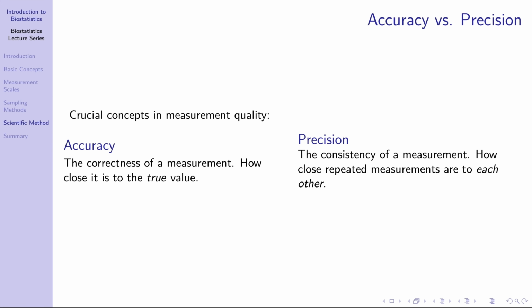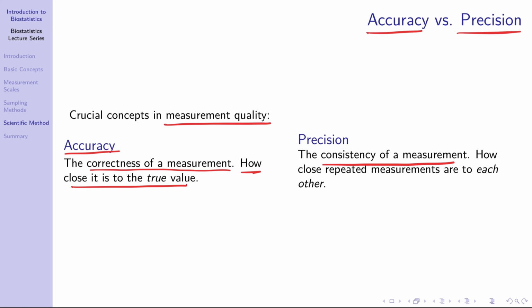Now, the last concept is accuracy versus precision. These are crucial concepts in measuring the measurement quality. Accuracy refers to the correctness of a measurement, or how close it is to the true value. So if you have the true value, how close did you come to the true value? That is measured by accuracy.